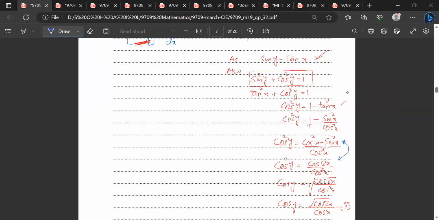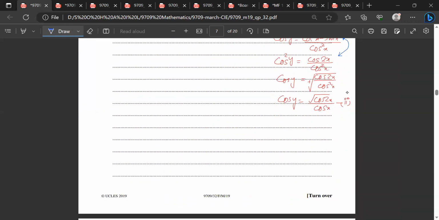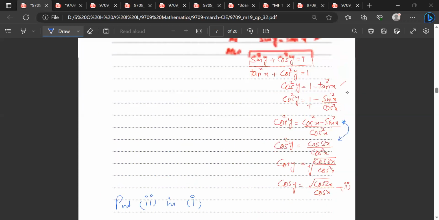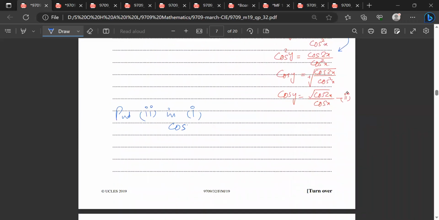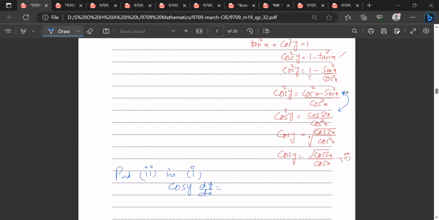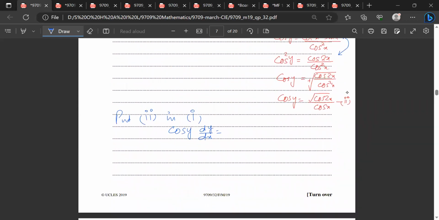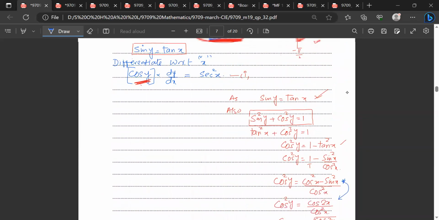This can be used here, put in 1. So you put 2 in, using 2 in 1. So cos of y dy by dx is equal to, it was secant square of x. Secant square of x we know is 1 over cos square of x.